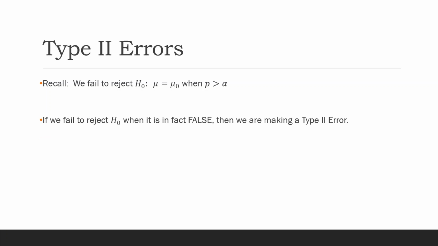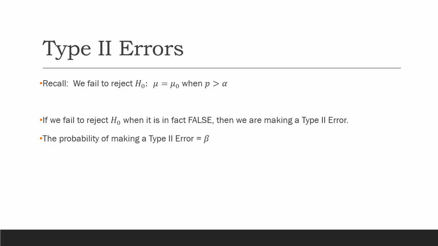Type 2 errors come from failing to reject the null hypothesis, right? Remember, we do that when our p-value is greater than our significance level. But if we fail to reject the null hypothesis, and in reality, that null hypothesis is actually false, of course, we want to reject something that's false, right? But if we fail to reject that null and that null is false, we are making another error, and that error is your type 2 error. All right? The probability of making a type 2 error is beta. So beta is the probability of making a type 2 error.